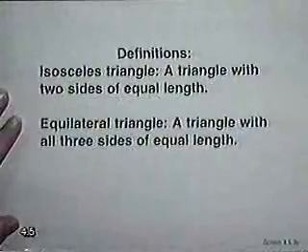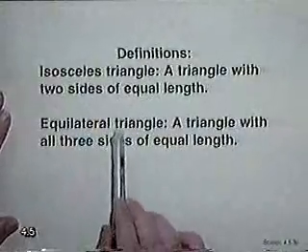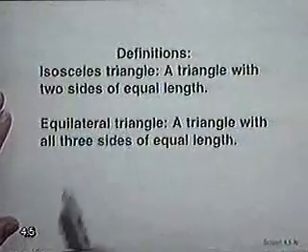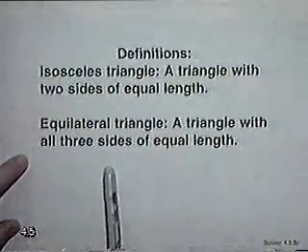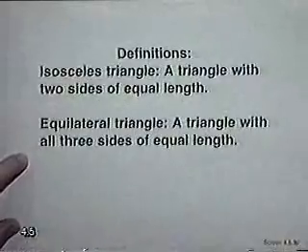For our first objective, we'll need to recall the definition of perimeter. The perimeter of a shape is the length around all sides. And we'll also need the definition of isosceles and equilateral triangles. So an isosceles triangle is a triangle with 2 sides of equal length. And an equilateral triangle is a triangle with all 3 sides having equal length.